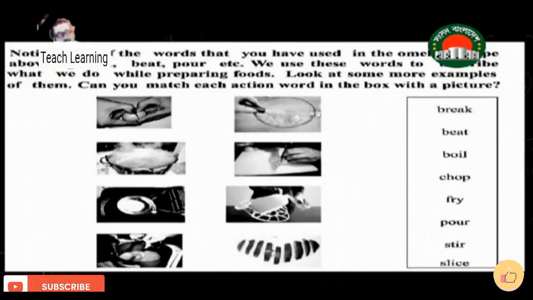Notice some of the words that you have used in the omelette recipe above: break, heat, beat, pour, etc. We use these words to describe what we do while preparing foods. Look at some more examples of them. Can you match each action word in the box with a picture? Here you can see some words given in the box: break, beat, boil, chop, fry, pour, stir, slice.